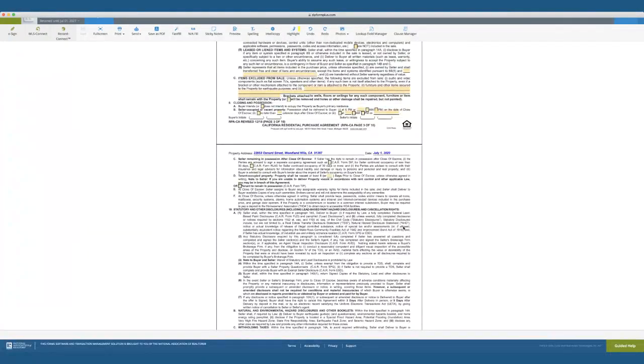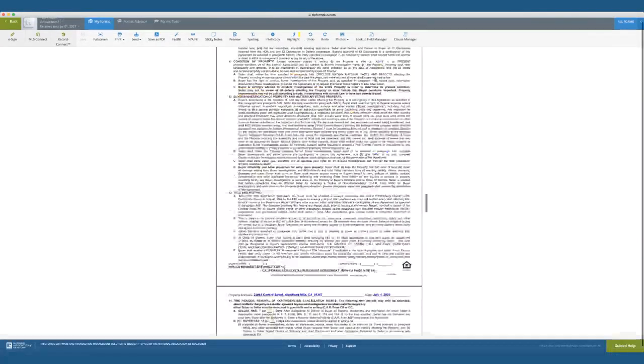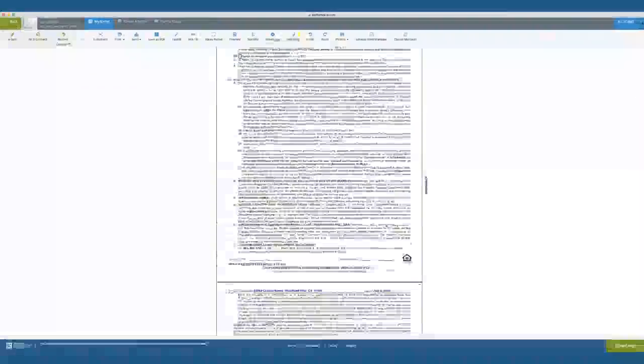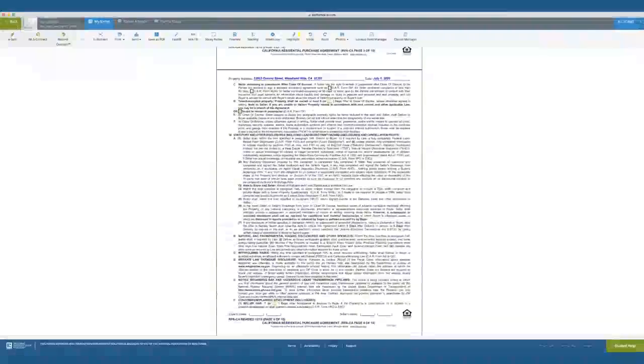Okay, section number 10. And once again, I don't know why this thing is, there we go. Section number 10, statutory and other disclosures.